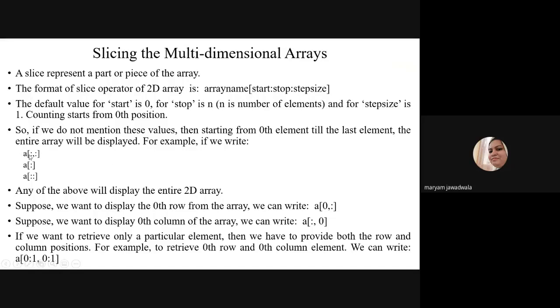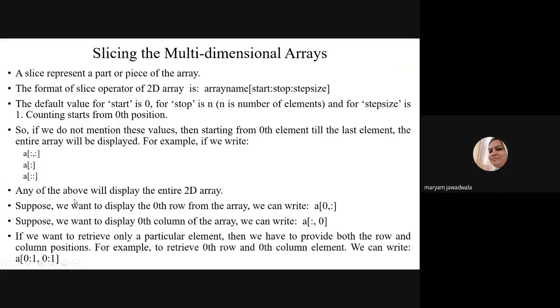suppose I write a, then colon, comma, again colon, or I write a, then only a single colon, or a, then two colons without separating comma sign. So all these representations are correct for slicing, and it will give you the original array, right? If you write a program and run it with this syntax, then slicing will print the entire original array again, right?